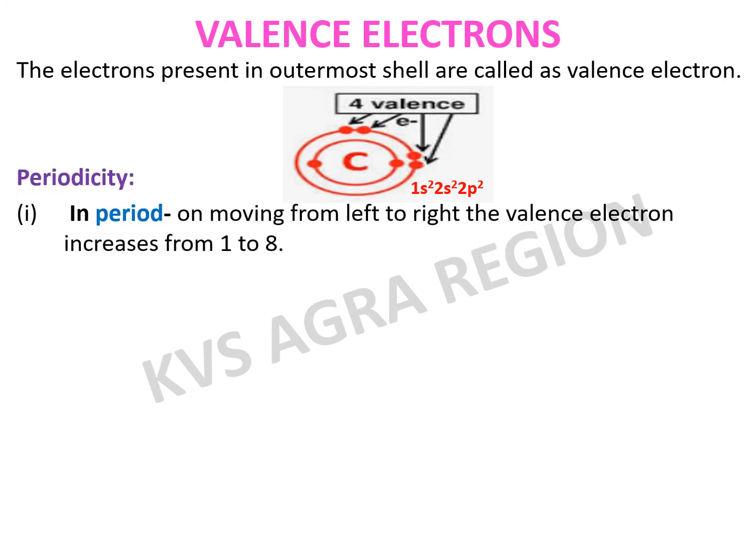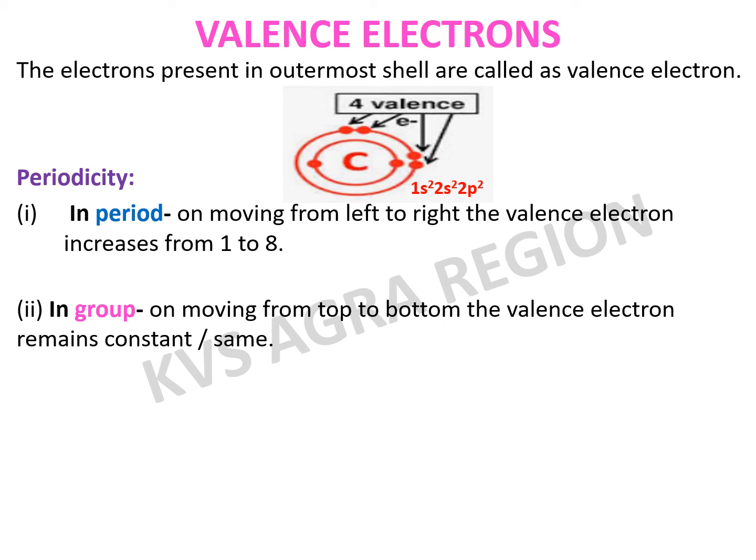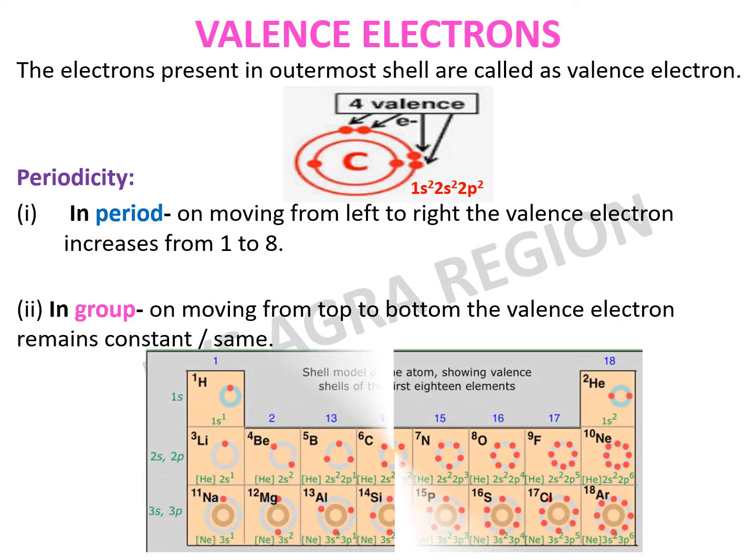Periodicity. In period, on moving from left to right, the valence electron increases from 1 to 8, whereas in group, on moving from top to bottom, the valence electron remains constant or same. This can be well understood from this diagram. When we move from lithium to neon, the valence electron increases from 1 to 8. Whereas when we move down in the group, that is, if we take the case of group 1, hydrogen, lithium, sodium, they all have one valence electron in their shell. That is, it remains same or constant in the group.